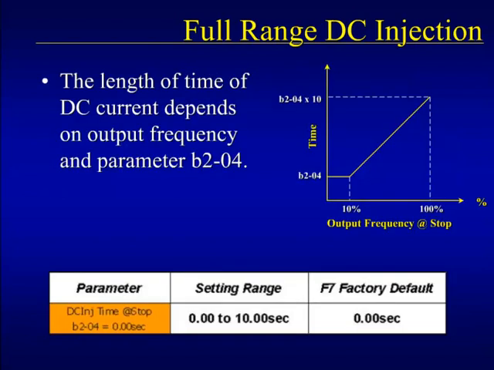As mentioned previously, the length of time used during full-range DC injection is dependent upon the setting of parameter B2-04. B2-04 can be set for up to 10 seconds, making the maximum length of time for DC injection 100 seconds. To set this parameter correctly, determine the length of DC injection time required at full speed and divide that number by 10.